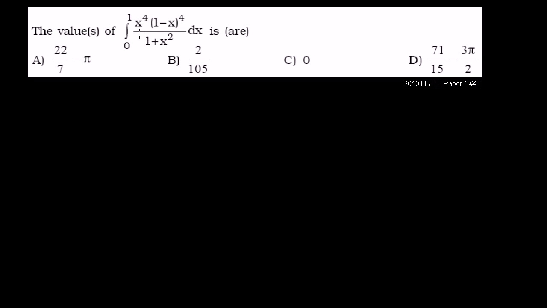So this is just a straight up definite integral. And it looks like the best way to do it is really just expand out the numerator, see if we can simplify that with the denominator, and then just try to take the antiderivative. So let's do that. First, let's expand (1 minus x) to the fourth.